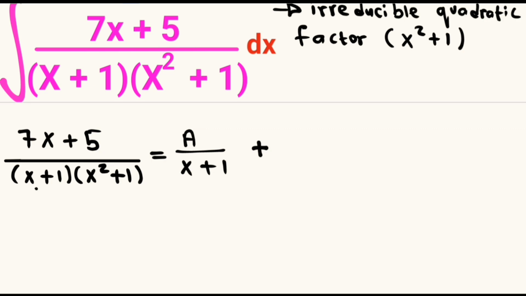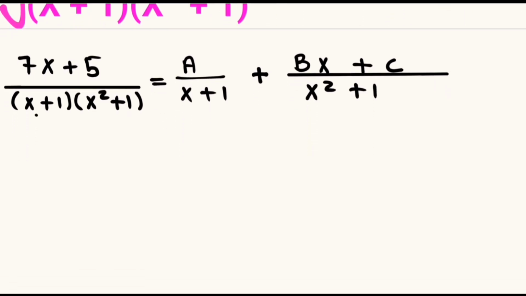And for the x squared plus 1, the irreducible quadratic factor, we have to include mx plus c, the linear mx plus c, as part of the numerator. But in order for us to keep consistent with our lettering, we can replace m with the letter b. So we have to solve for the numerical values of a, b, and c. We will multiply both sides of the equation by the denominator on the left hand side.